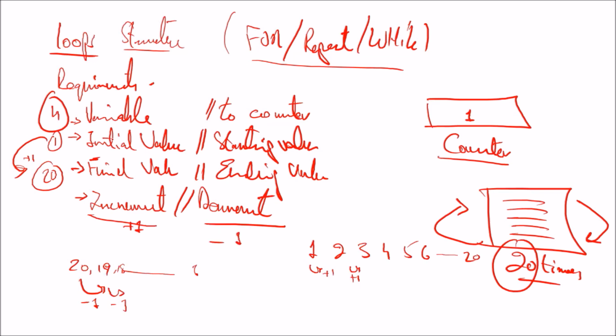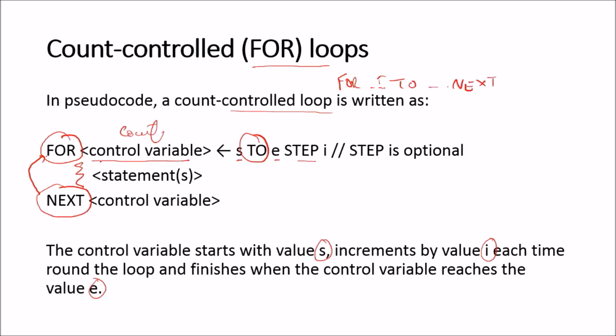Now these four things are mandatory, right? Variable, initial value, final value, and increment. This for loop is doing the same thing. This is your variable, assigning s your initial value to e your final value. Step, that is your increment. We mostly use this step for decrement. हमें decrement करना हो तो फिर हम use करते हैं. Otherwise, अगर increment कर रहे हैं तो we are not going to use it. It's optional.